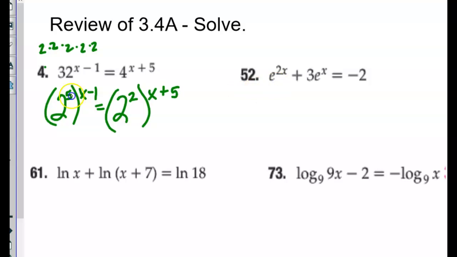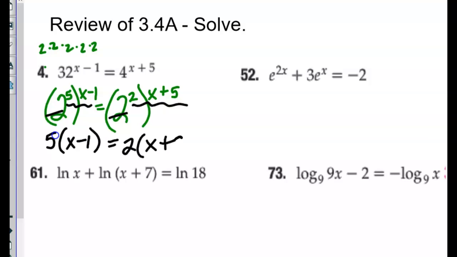So what are we doing with those exponents? Yeah, we can get rid of the base, but it's 5 times the quantity x minus 1 equals 2 times the quantity x plus 5. Everybody okay? We don't need to actually solve that, right? But you wouldn't forget to distribute.